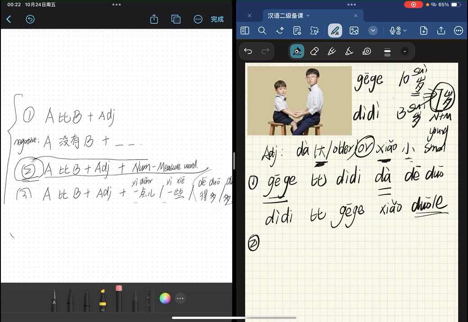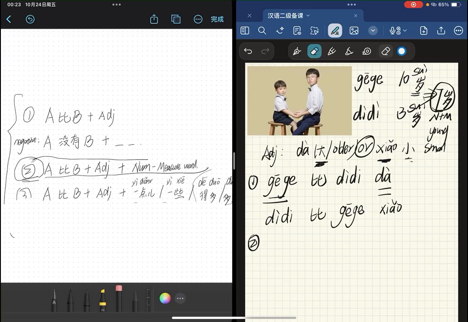So now we can compare the age. The first one, we can use the specific one. A is 哥哥比弟弟. So 哥哥 compared with 弟弟, we know 哥哥 is older than 弟弟, right? So the adjective I choose is 大. 哥哥比弟弟大.